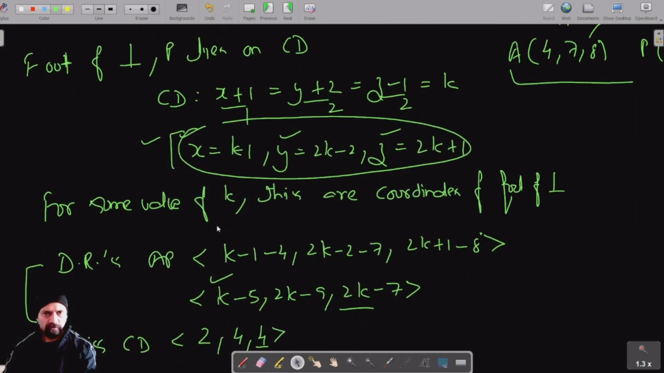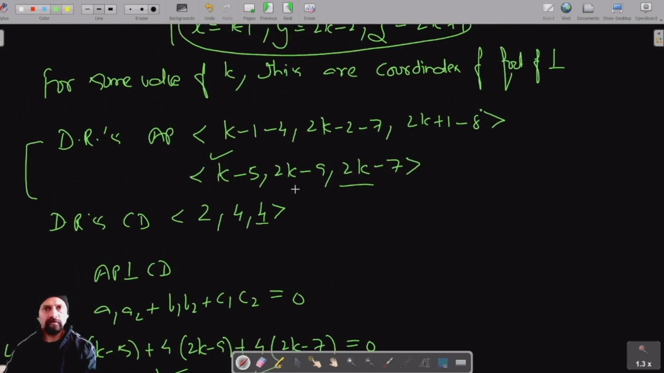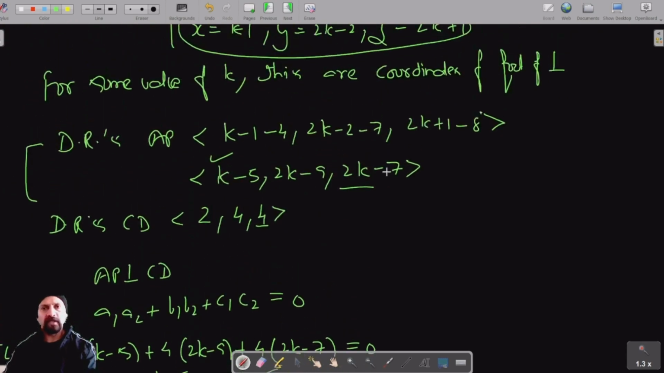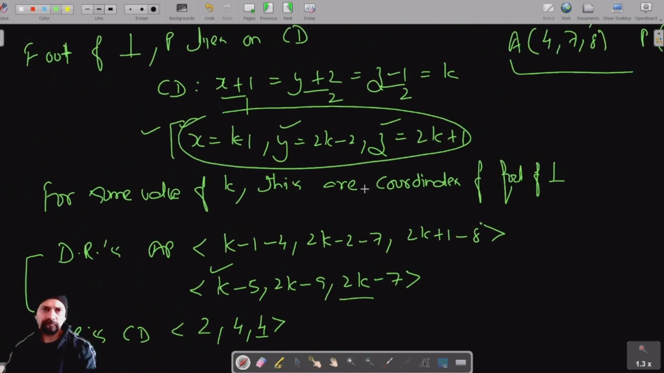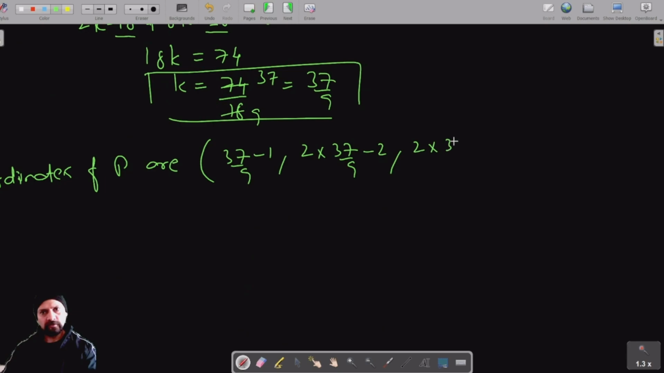Okay, the first one was k minus 1. So k minus 1 is 37 by 9 minus 1. Second was 2k minus 2, so 2 into 37 by 9 minus 2. And the third one was 2k plus 1. So this is 2 into 37 by 9 plus 1.